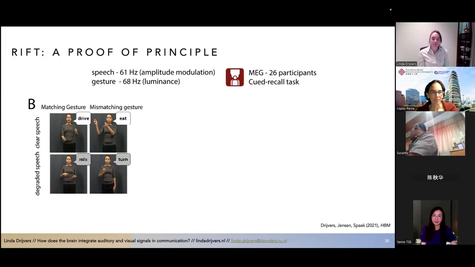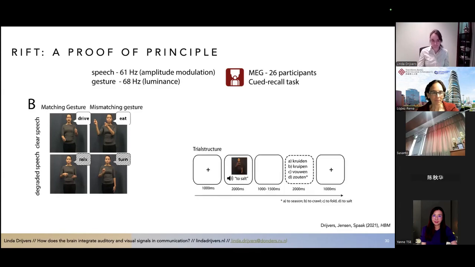Now, these example frequencies that I just chose while explaining this technique were exactly the frequencies that we used as well, but you can basically use any frequency above 60 Hertz. Now, we did a similar task: they watched the videos, had to identify the verb, and then they moved on to the next trial.